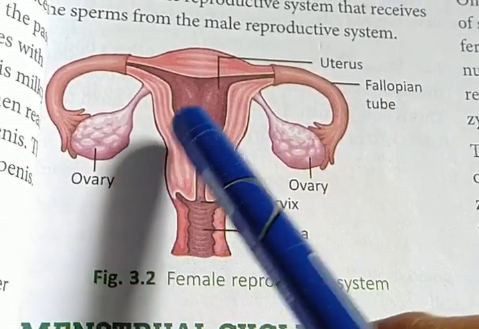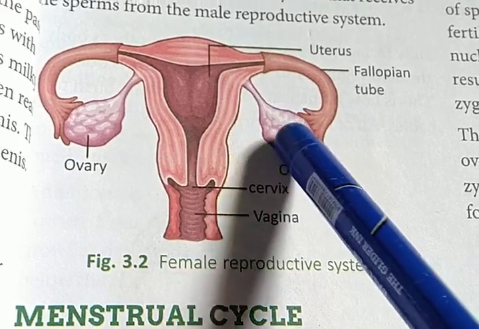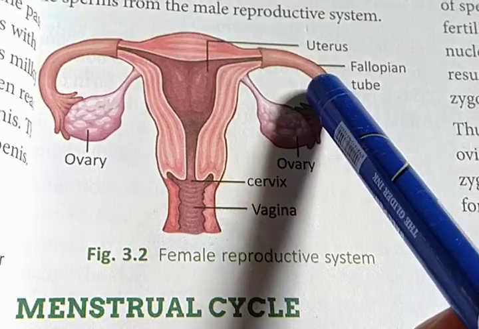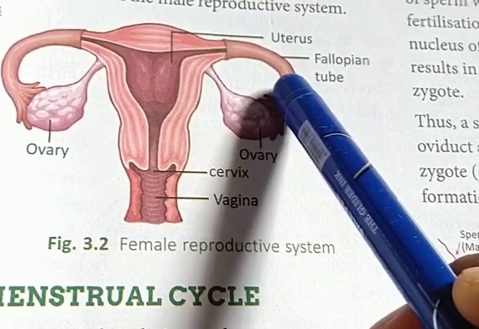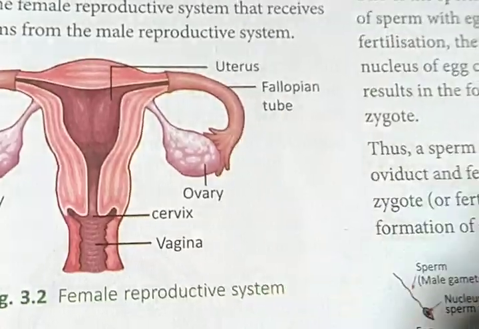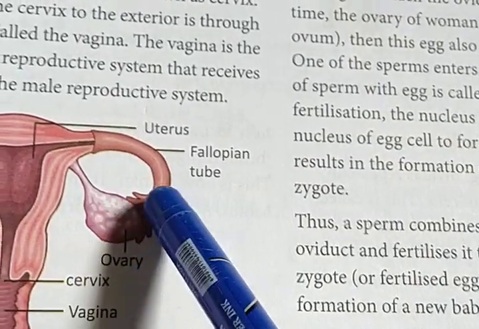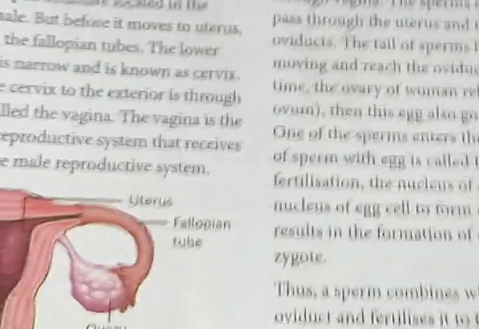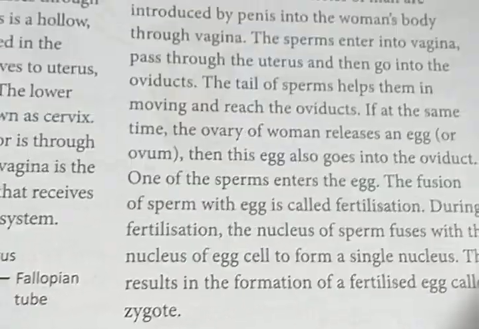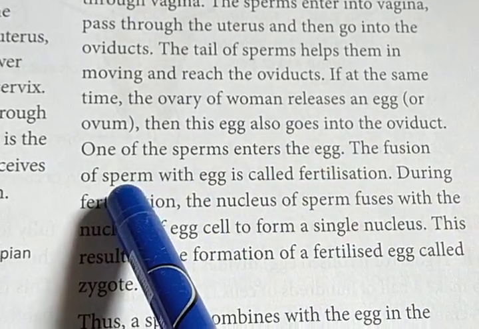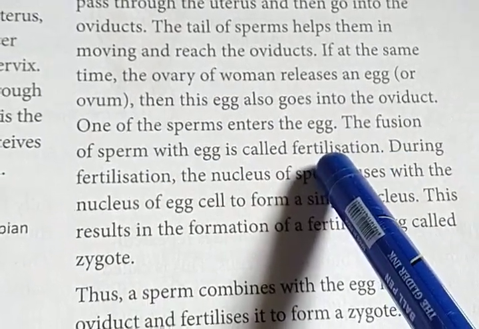Then, if at the same time the ovary releases a mature egg, the egg also goes into the fallopian tube. After the sperm and egg meet, the sperm fuses with the egg. This fusion is known as the fertilization process.